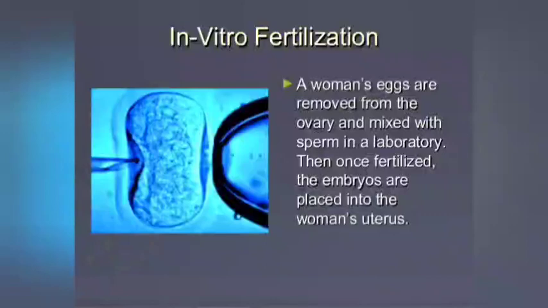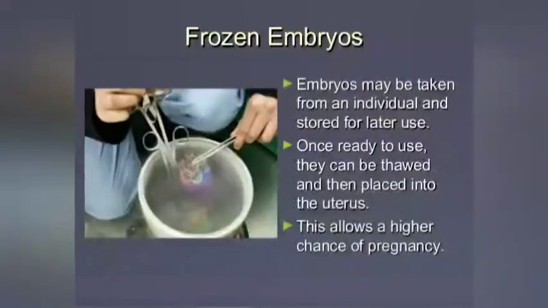So here you can see with the help of the diagram, a woman's eggs are removed from the ovary and they are mixed with the sperms in the laboratory. And once the fertilization takes place and embryos are formed, these embryos are placed into the uterus. So these embryos can be transferred to the uterus then and there immediately, or they can be stored for later use. So this process allows a higher chance of pregnancy.